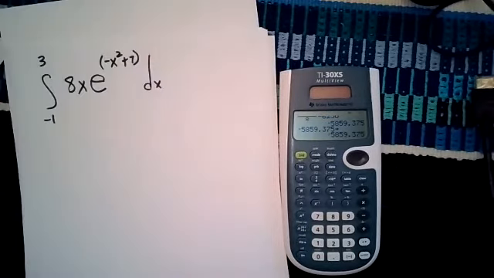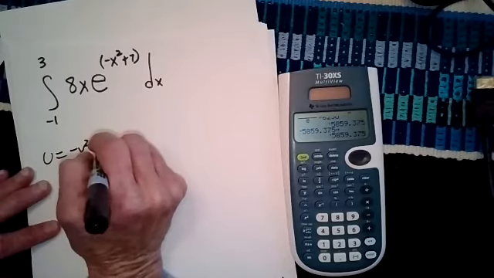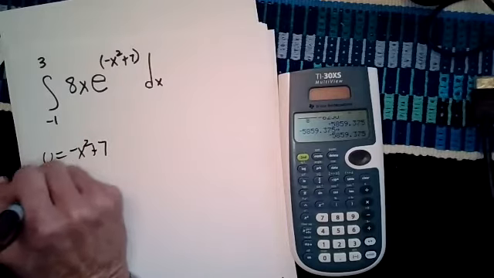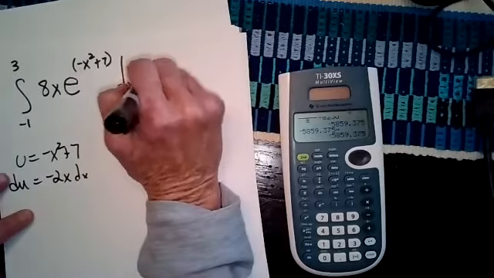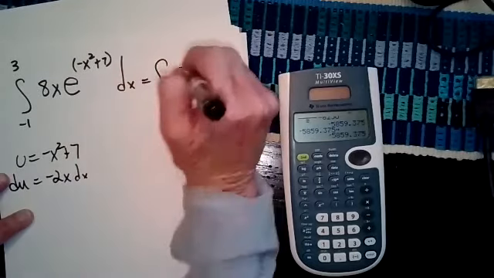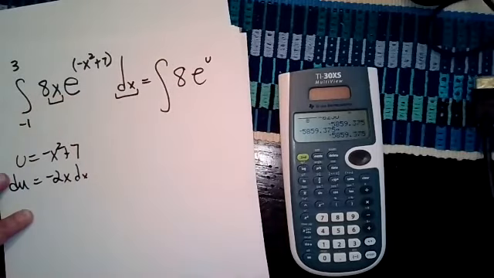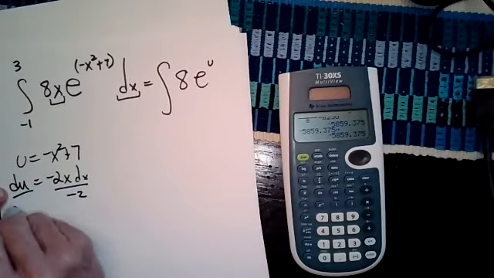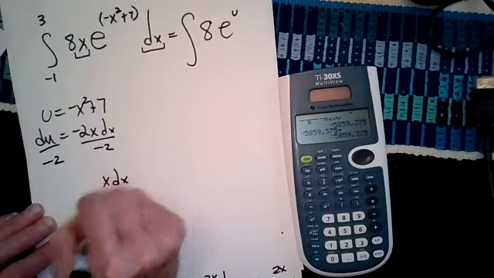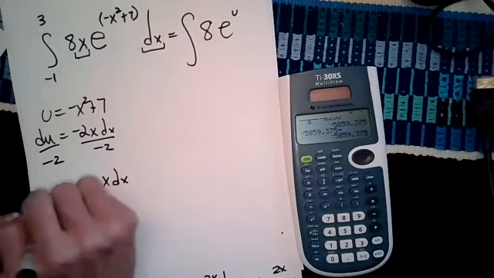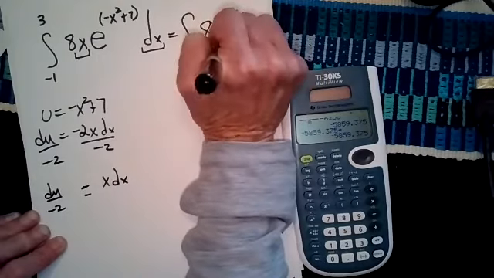Okay, all right, so my u is negative x squared plus 7. My du is negative 2x dx, okay? So when I rewrite this, I'm bringing my 8 over, and that's e to the u. So what's left that I didn't write in terms of u? X dx. So, okay, there it is. I divide by negative 2, and I get x dx. There's x times dx, which is just du over negative 2.